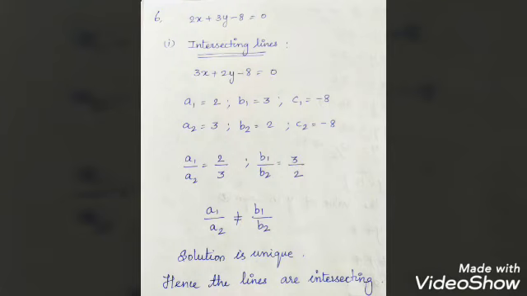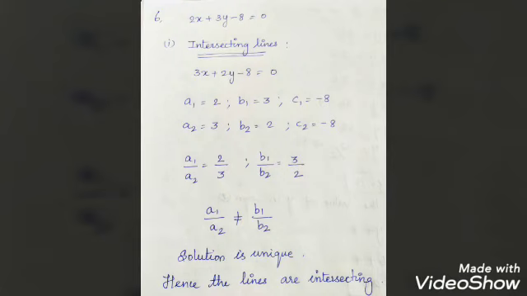So, what is the question? Interchange the coefficients of x and y in the question. If they are asking about intersecting lines, interchange the coefficients. So, what will be the new equation? 3x plus 2y minus 8 equal to 0.